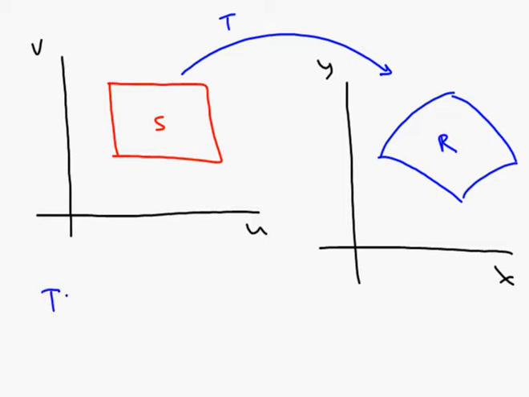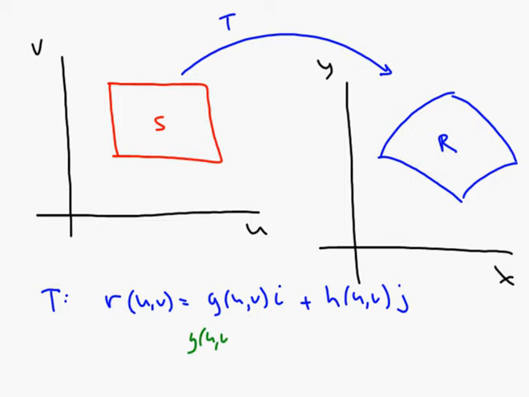Now, a transformation like this we can write as a vector valued function. We can say R of U,V is equal to G of U,V times i plus H of U,V times j. To refer back to the example we already looked at, G of U,V was equal to U squared minus V squared. But you'll notice that's the coefficient on i, which always gives us the x component of our vector.